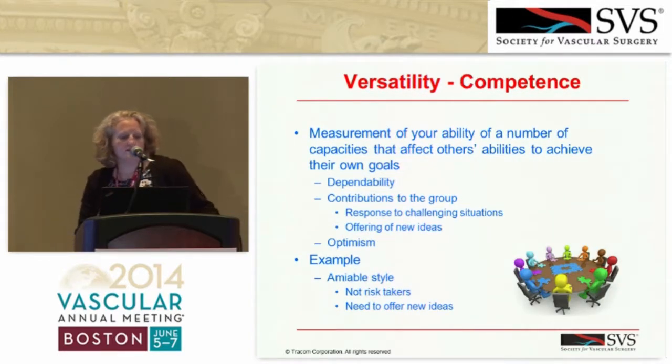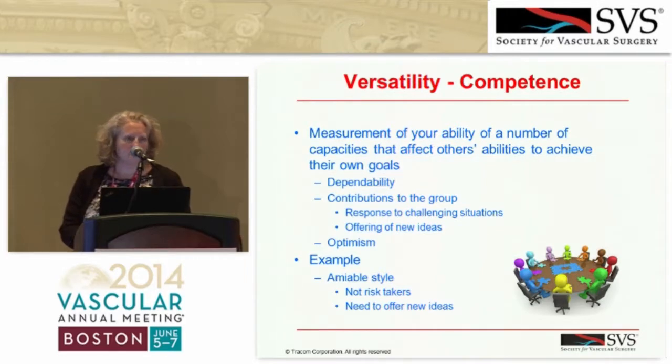Next, competence. This is a measure of your ability in a number of capacities that affect others' ability to achieve their goals. So basically, I kind of call this professionalism in the medical community. It's your dependability, your contributions to the group, and again, it's a bit of offering new ideas and different ideas and responding to challenging situations differently. It's also being optimistic and saying we can get this job done.